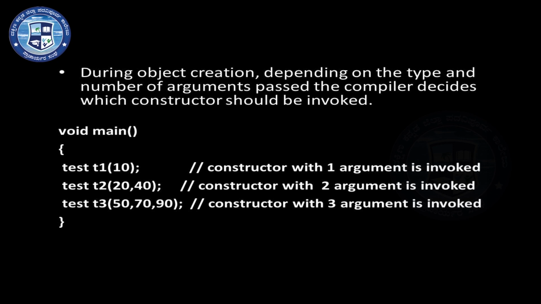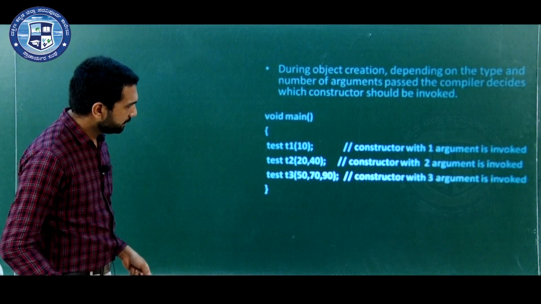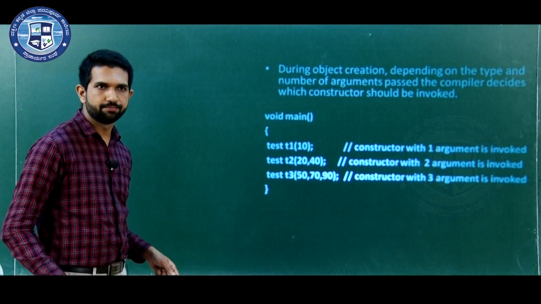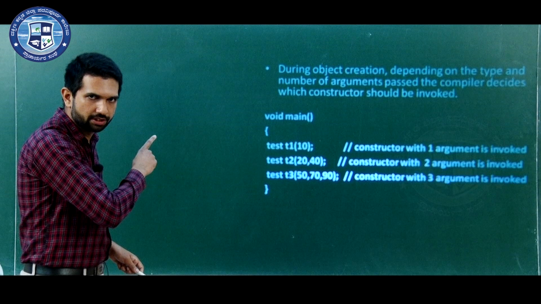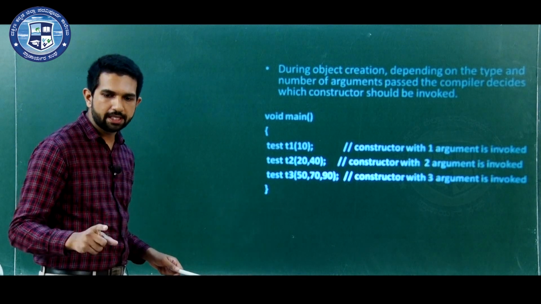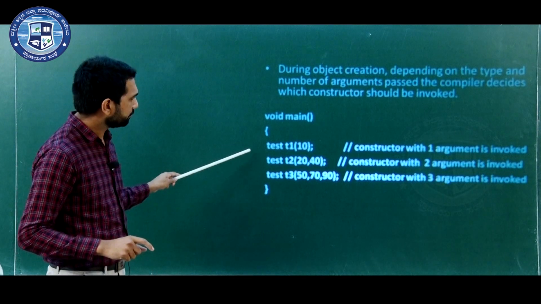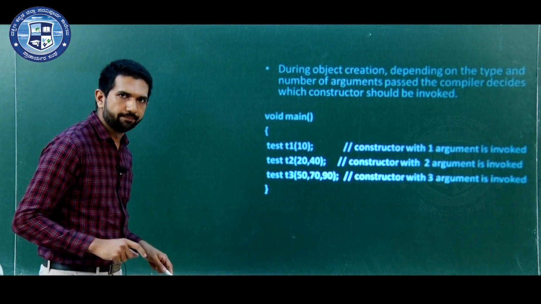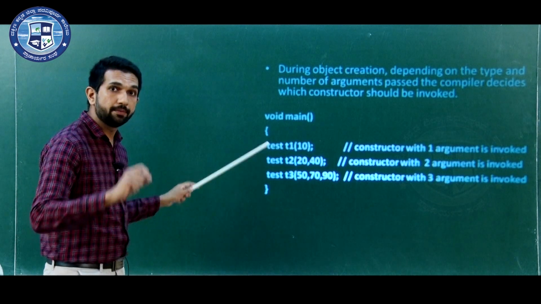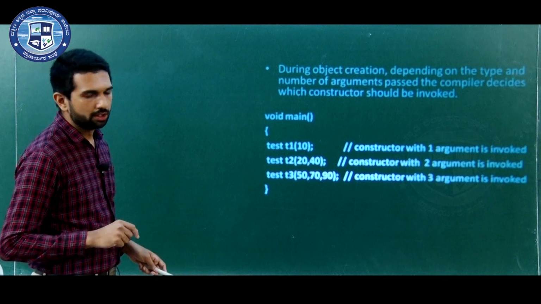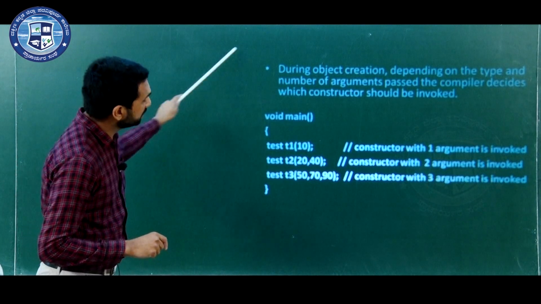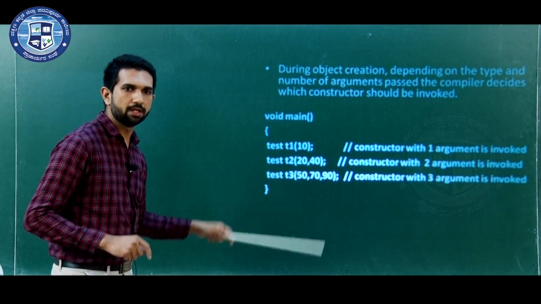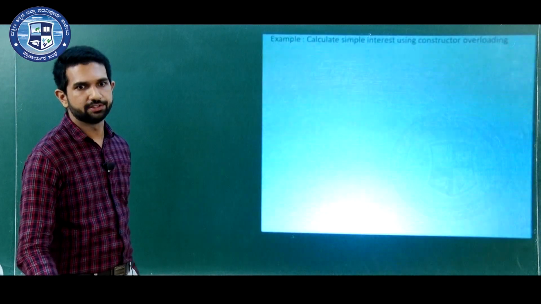Similarly, Test T3 of 50, 70, 90, here you can see a constructor with three arguments. That means it should search for the matching three argument constructor. That is how, depending on object creation, it will search for the required type of constructor. So, during object creation itself, it will decide which constructor it should invoke. That is what this point says.